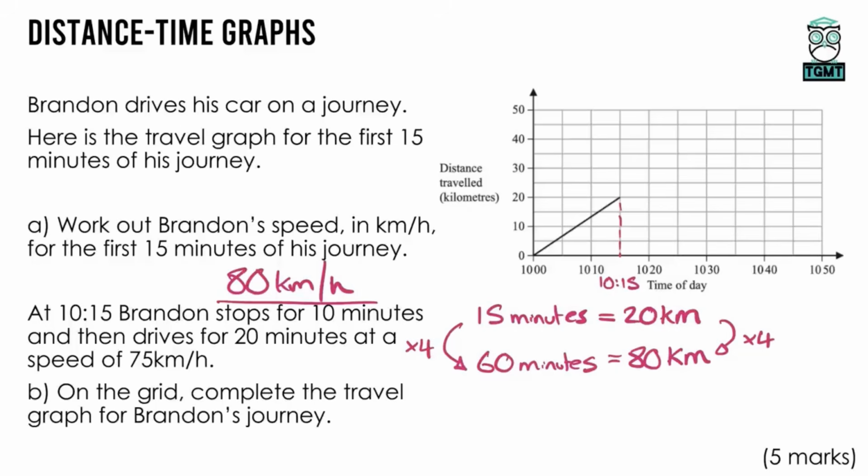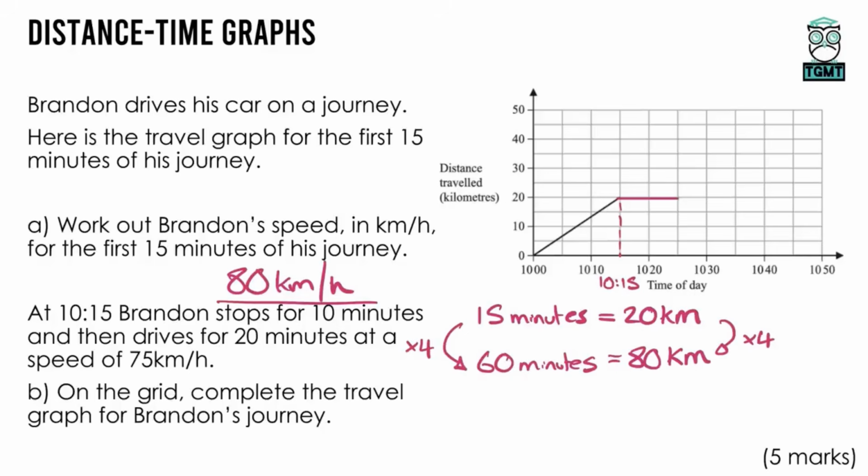It says at 10:15, Brandon stops for 10 minutes and then drives for 20 minutes at a speed of 75 kilometres per hour. On the grid, complete the travel graph for Brandon's journey. Well, if he stops for 10 minutes, each of these lines going across is 5, so that's 5 minutes, and then another 5 minutes. So that means we get to here.